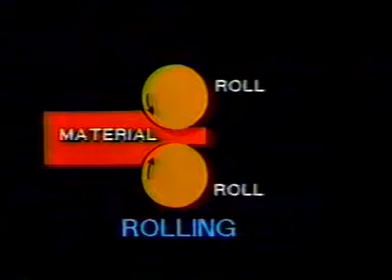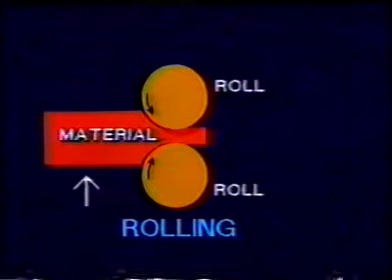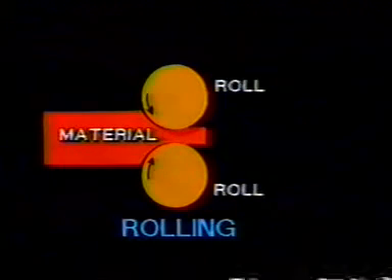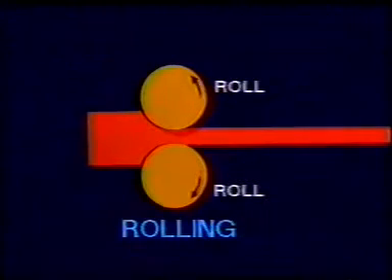Principle of rolling. In rolling, compressive forces are applied on the metal having some plasticity by means of rotating rolls. The rotation of the rolls forms the feeding and the ejecting mechanism for the metal. It is essentially a continuous forging operation.